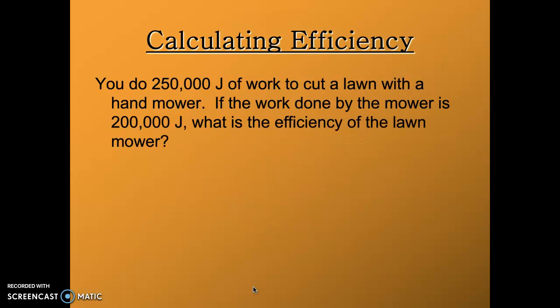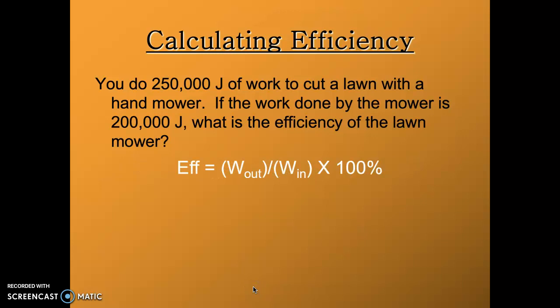Okay, so again, we'll just do another example. You are going to perform 250,000 joules of work in cutting the lawn with a hand mower. If the mower in turn does 200,000 joules of work on the lawn by cutting the grass, what is the efficiency of this particular lawnmower? Again, because of all the grinding gears and different things that are going on, some of that energy that you put in is going to be lost. That's why it's only 200,000. So how efficient is this particular mower?